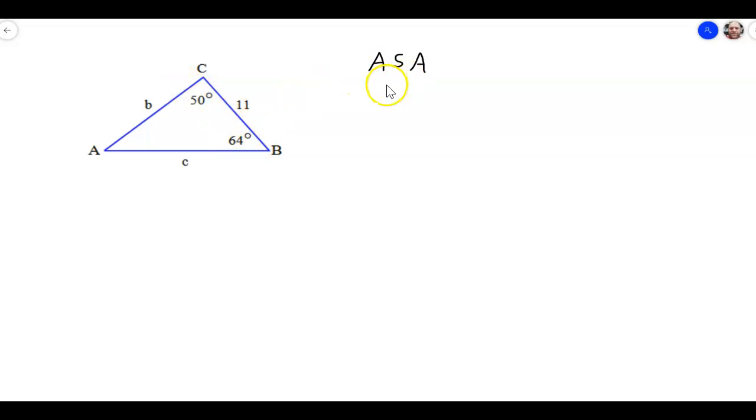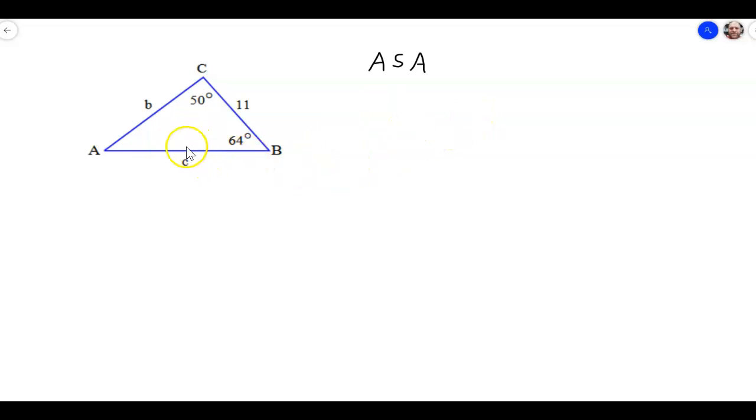This is important because which case it is determines how many triangles I could possibly have. Because this is angle side angle, I'm going to have exactly one triangle here. So it's a pretty nice case out of the different cases that I can have, and it's pretty straightforward. So let's go ahead and get to it.